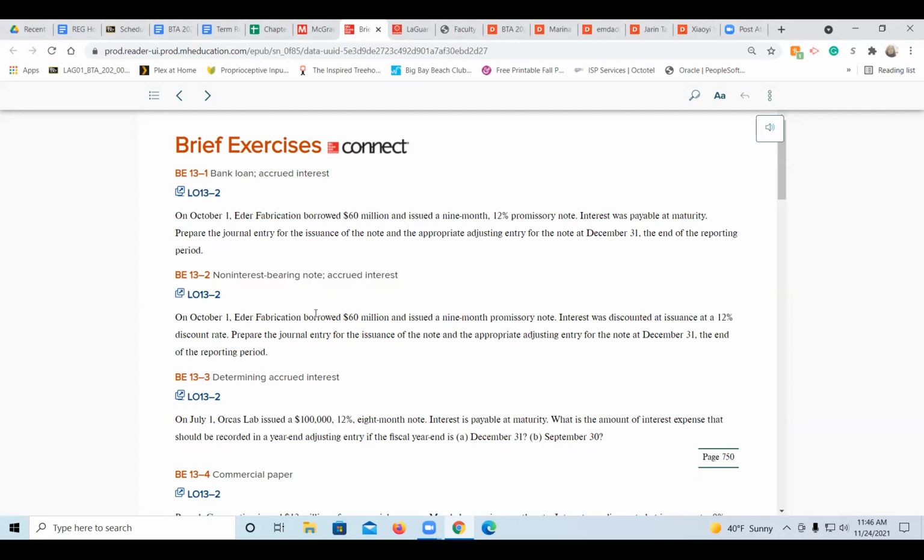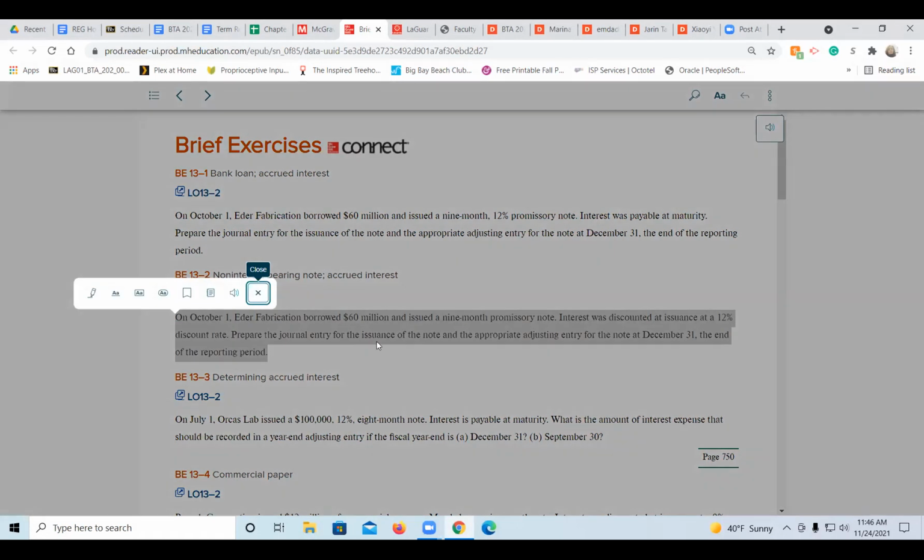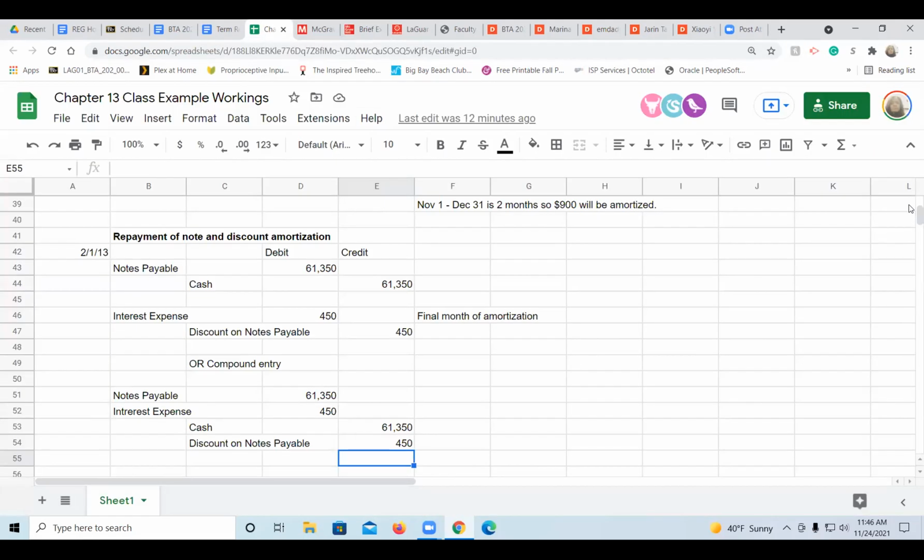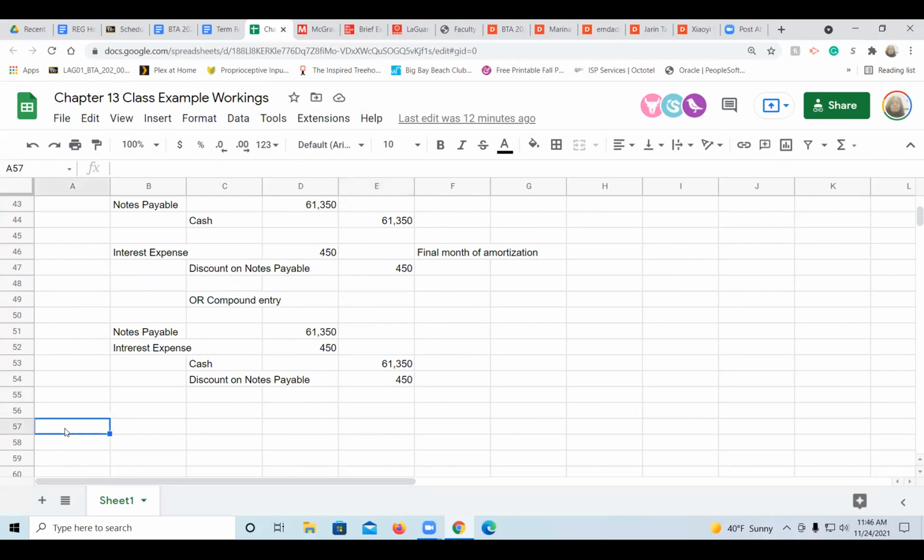I realized that I wanted to do a discounted note question with you that didn't actually tell you the interest amount, where you had to calculate the interest amount, but I forgot to put this into the series of questions that I gave you. So I'm taking brief exercise 13-2 from the textbook, and I'm just going to work it through with you. I don't think if I copy it into this, it's going to come out really well. I'll try, but it's possible that it's just going to look horrible. Oh, it didn't even copy. Hang on.